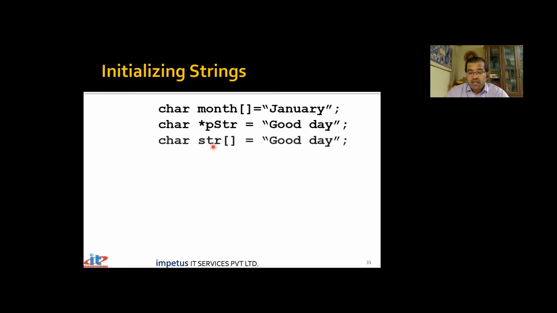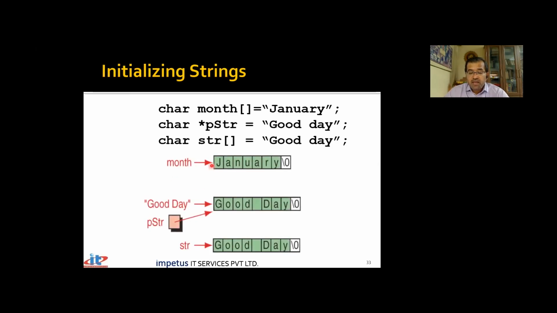I can say char star str is equal to good day. The array month equal to January and the star str equal to good day are one and the same. So these two notations are almost the same. The difference is that an additional 8 bytes of memory is allocated for this particular pointer. There is no additional memory allocated for str. Str is pointing to good day, so whatever memory has been allocated for good day is the only memory allocated. Whereas over here, there are 9 bytes for the array and 8 bytes for the pointer.